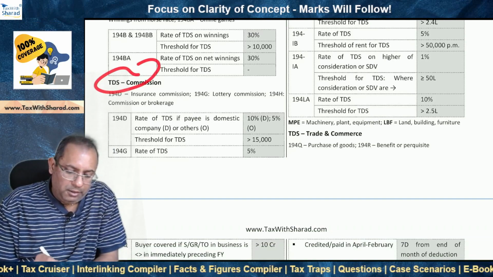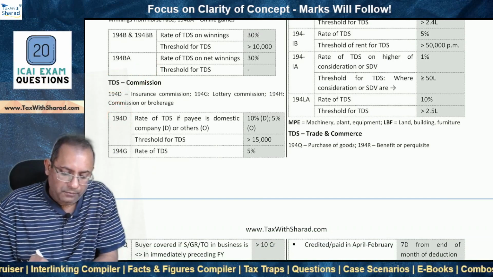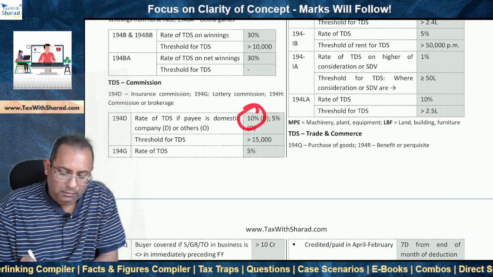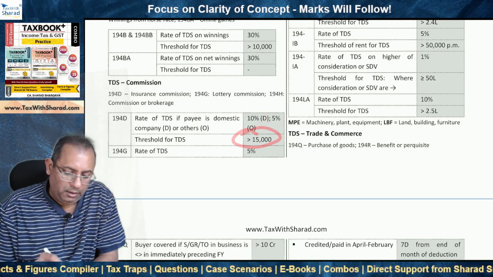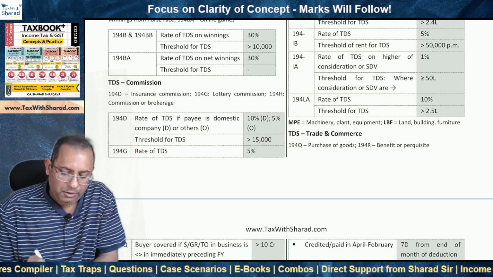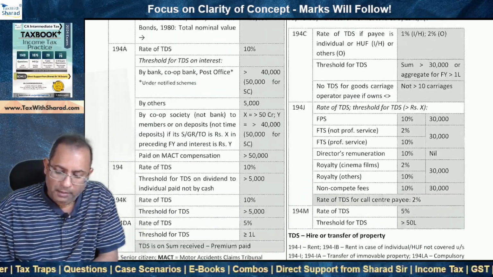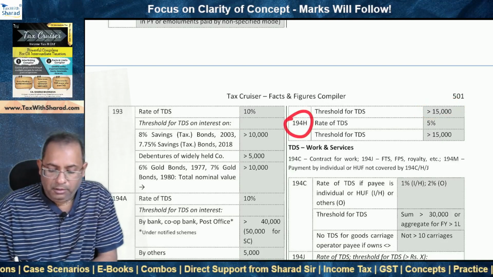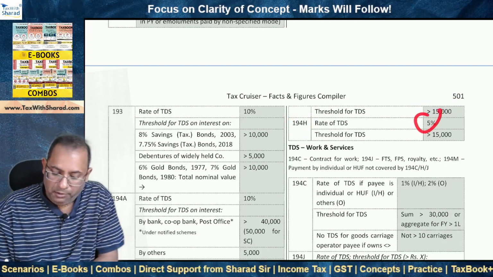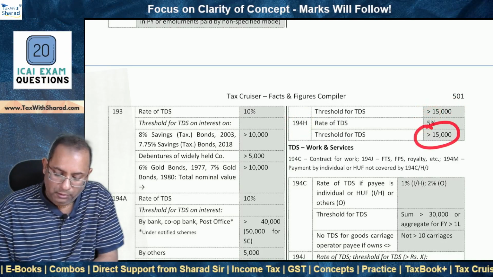TDS in case of commission, section 194D, insurance commission. Rate of TDS is 10% in case of domestic company and 5% in case of others. Threshold is more than 15,000. 194G, lottery commission, rate is 5% and the threshold is more than 15,000. 194H, TDS on commission or brokerage, rate is 5% and threshold is more than 15,000.